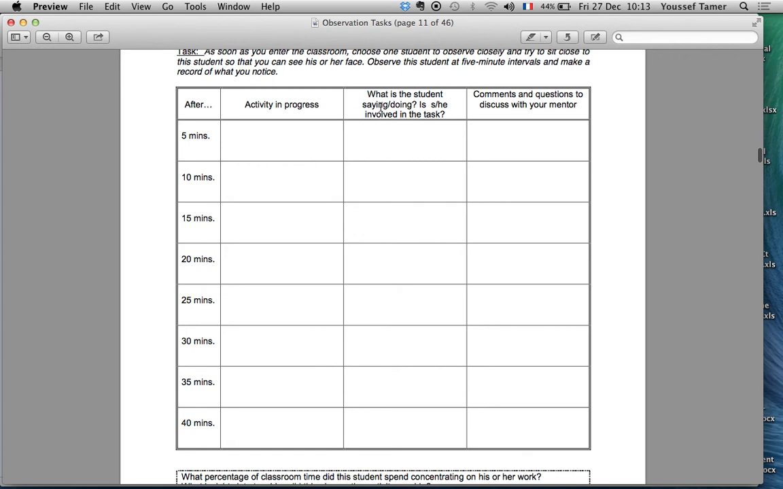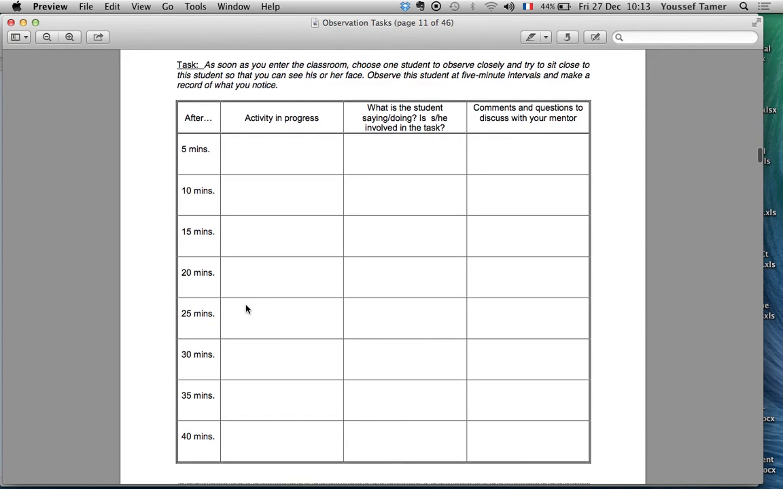What is the student saying, doing? Is he or she involved in the task? Comments and questions to discuss with your mentor. So after 5, 10 minutes. The purpose is to see what is called classroom dynamics. So you are seeing if the students are being involved or are they being bored.